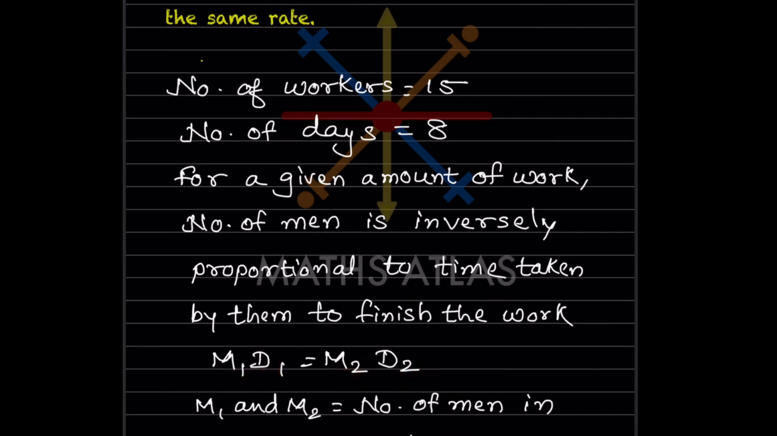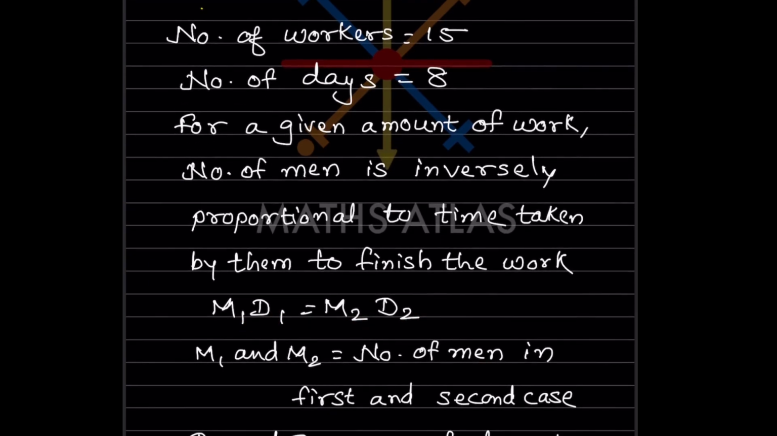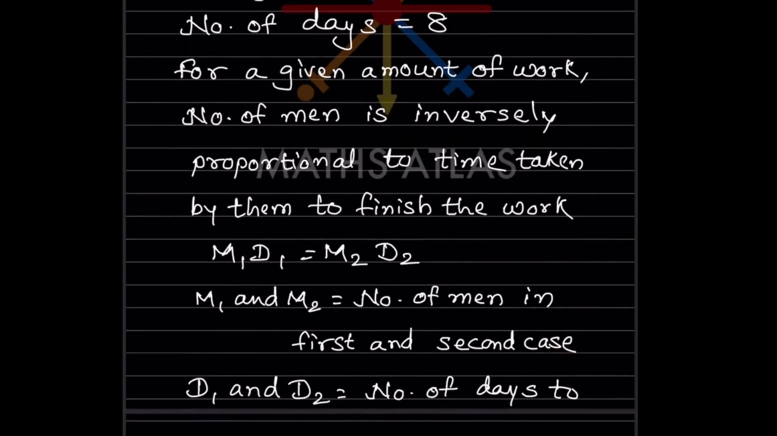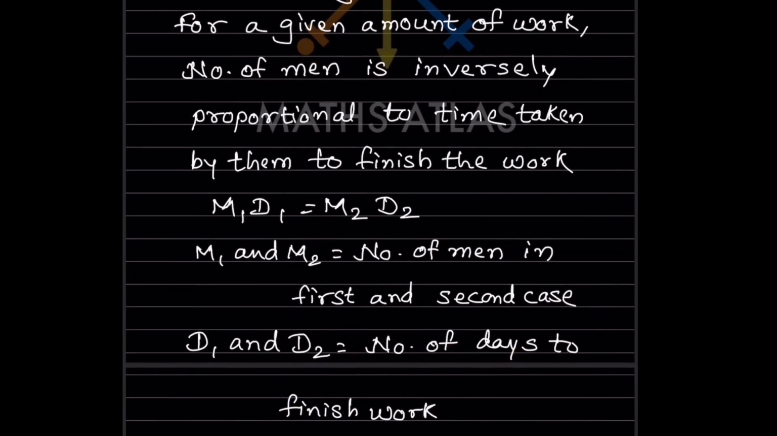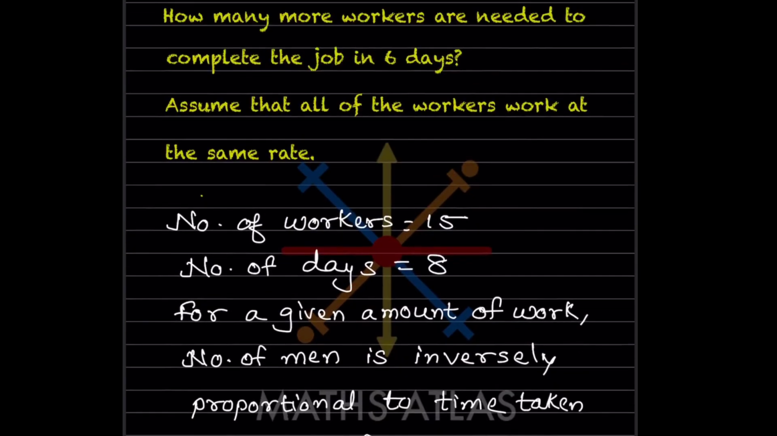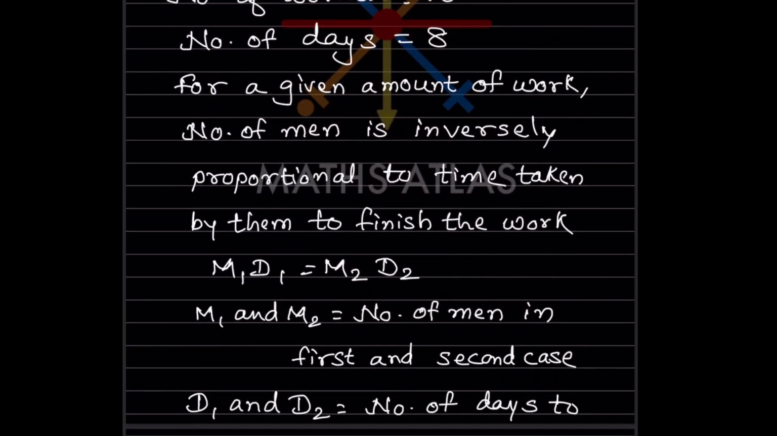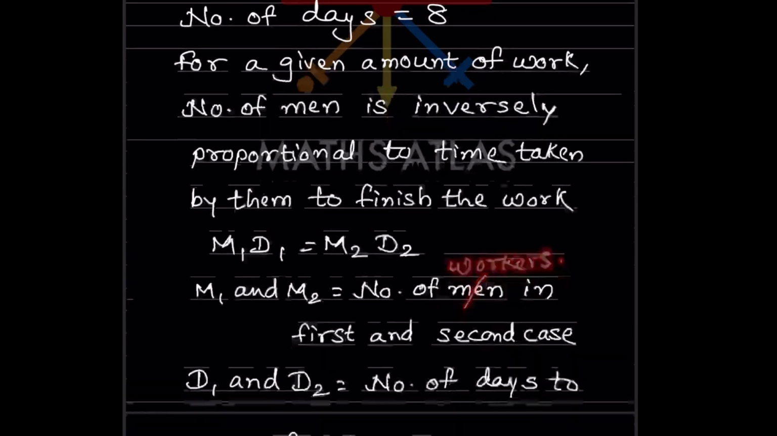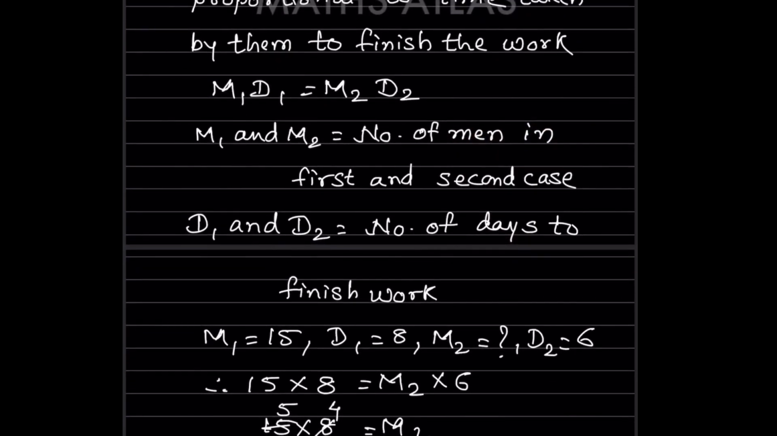So now what will you do? M1 and M2 mean the number of men in the first and second case, and D1 and D2 mean the number of days to finish the work. Or you can also write, because they have given workers in place of men, the number of workers. Both are the same.